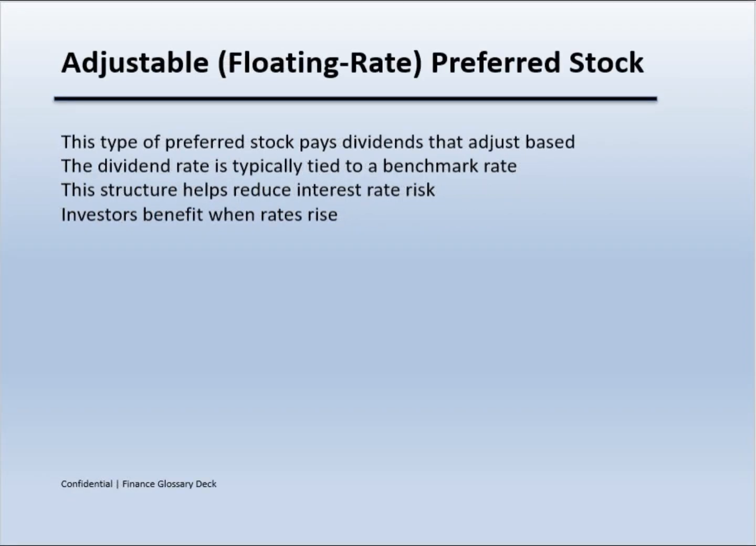This type of preferred stock pays dividends that adjust based on prevailing interest rates. The dividend rate is typically tied to a benchmark rate. This structure helps reduce interest rate risk. Investors benefit when rates rise.